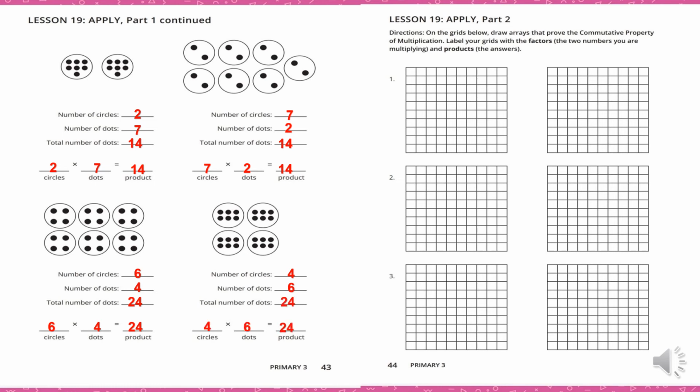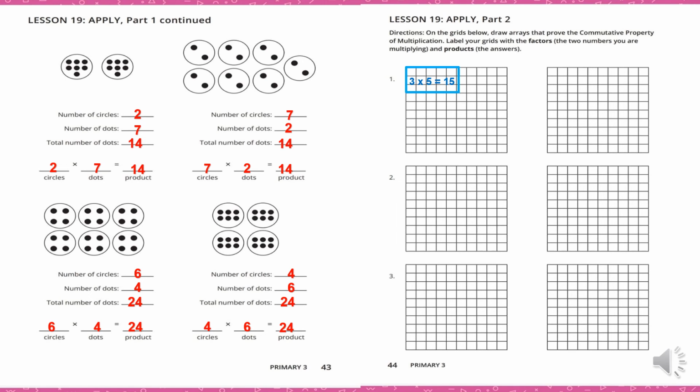Okay, here in this grid, he wants me to draw arrays that prove the commutative property of multiplication. The first array I will draw has 3 rows and 5 columns. This rectangle contains an array with 3 rows and 1, 2, 3, 4, 5 columns. So the total is 3 times 5 equals 15.